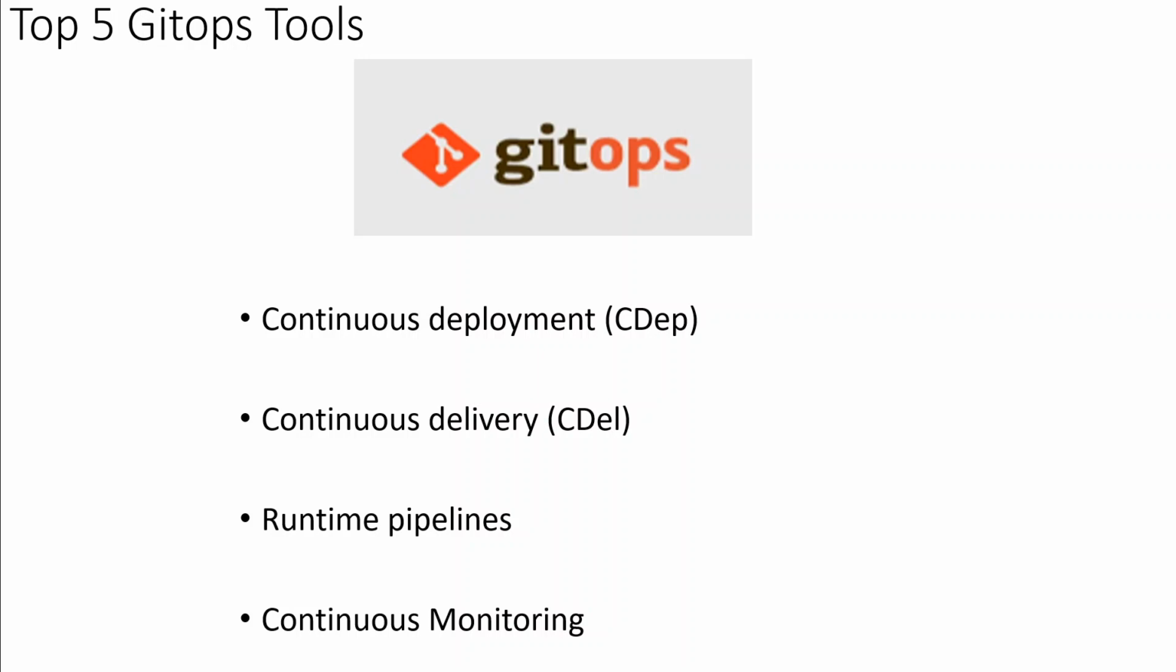Then we have runtime pipelines, which enable us to read and write files to Git, load container images, and update container repositories. Last, but of course not least, there is continuous monitoring. The GitOps tools can continuously monitor for configuration drift and automatically reconcile any changes that differ from the Git repository. Okay, now let's have a look at the top 5 GitOps tools one by one.